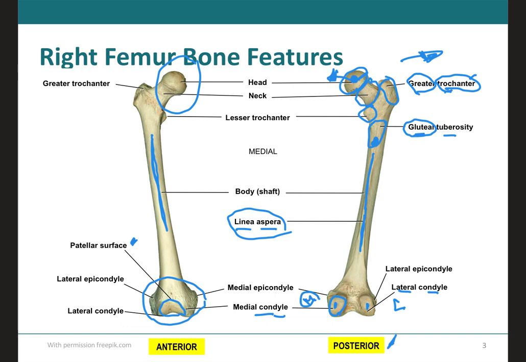But on top of the condyles, we're also going to have, just like the humerus, epicondyles, which are these rough projections right over here that will serve for muscle attachment. So on the medial side, we have the medial epicondyle, and on the lateral side, we have a lateral epicondyle. Now, don't let the epicondyle get you confused, because it's not a smooth, round, articulating surface. Epicondyle just means that it's a structure that's on top of the condyle, on top of the smooth articulating surface.